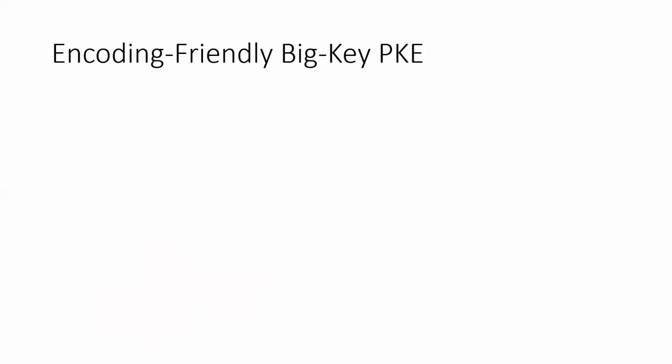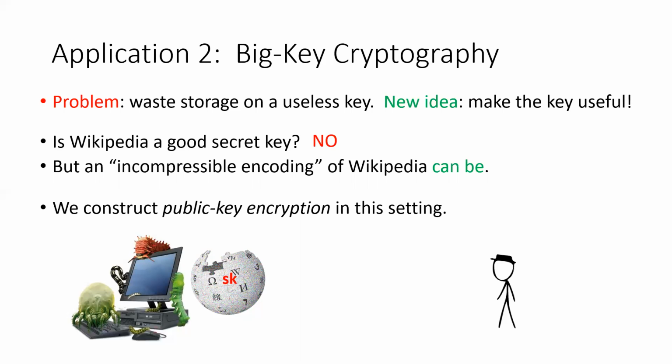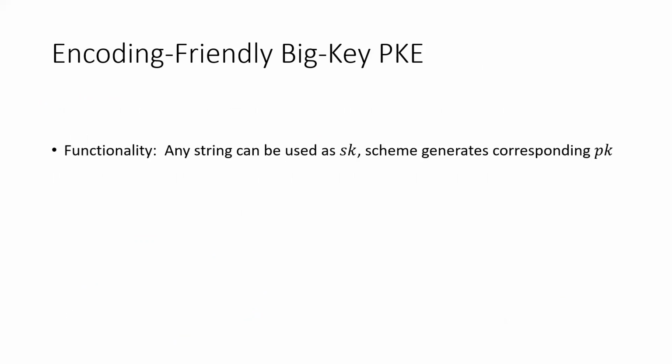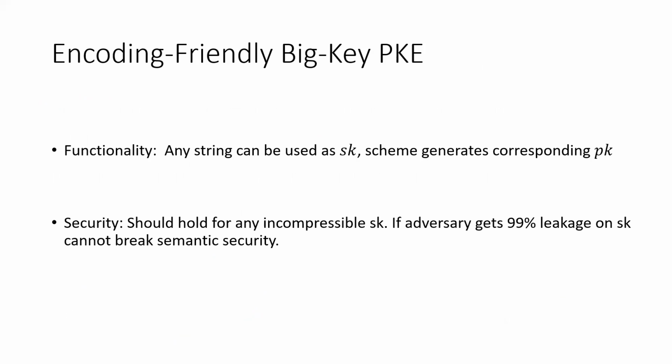Okay. So the goal here is we want to design a public key encryption that's secure in this setting if the secret key of it is this incompressible encoding of some public data like Wikipedia. I'll call this an encoding friendly public key encryption. The functionality says that I should be able to use any string as a secret key of this encryption scheme, because I want to use, let's say, some incompressible encoding of Wikipedia. And then the scheme should generate the corresponding public key once I give it the secret key that I want to use.